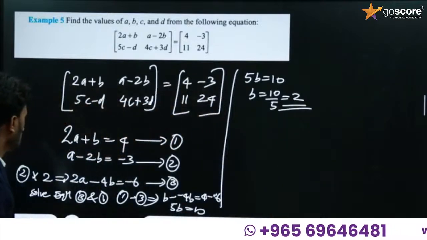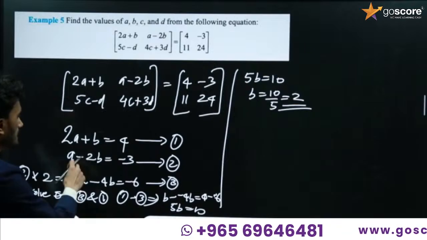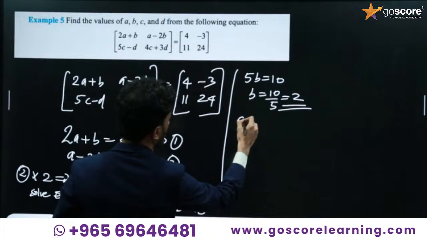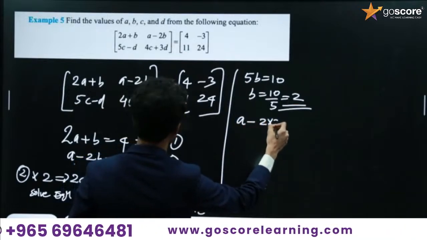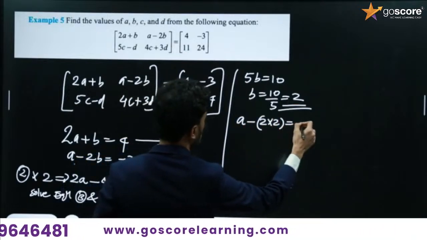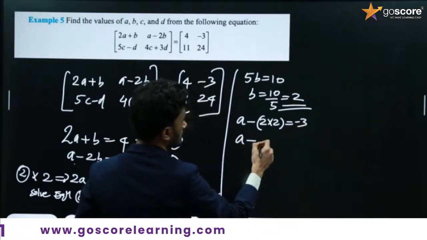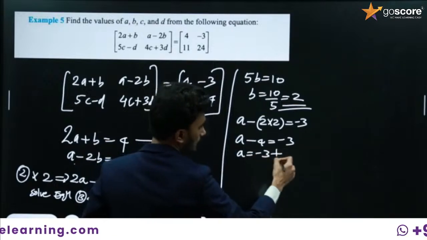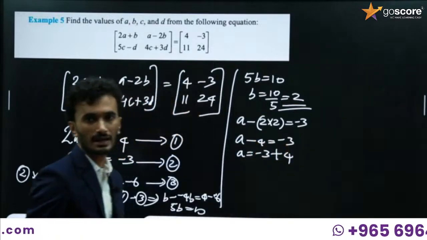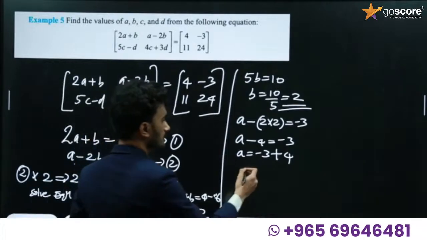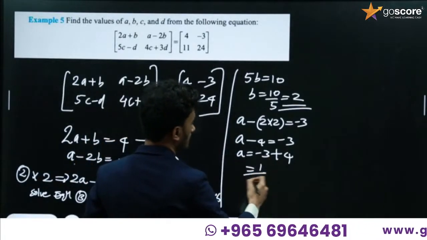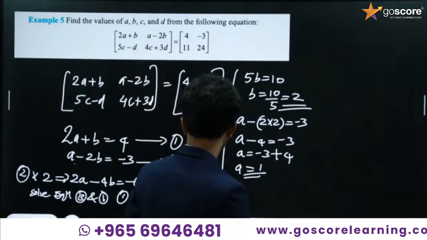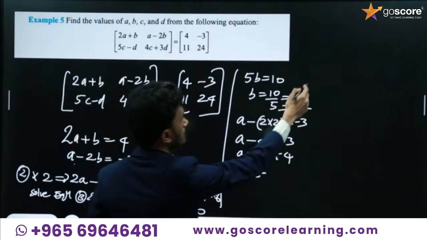B is 2. If B is equal to 2, substitute in equation number 2: A minus 2 into 2 is equal to minus 3. A minus 4 is equal to minus 3. I am taking this minus 4 to this side, it will be plus 4. So A is equal to 4 minus 3, that is 1. So A is equal to 1 and B is equal to 2.